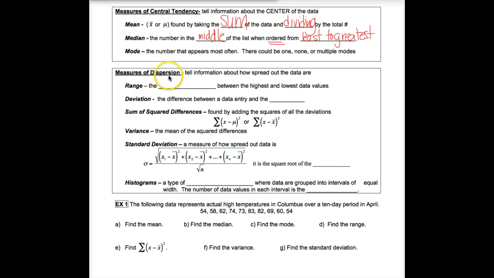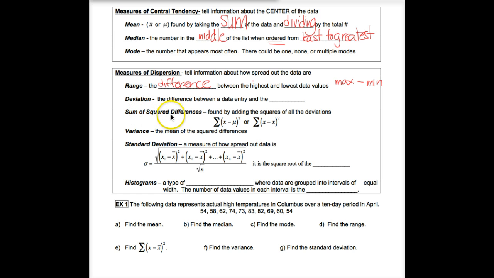Measures of dispersion. Some of this is review, some of this will be new, but this tells information about how spread out the data are. So the first measure of dispersion is the range, and most people know this. The range of the data, the spread of the data, is simply going to be the difference between the highest and the lowest data values. So you take the maximum value and you subtract the minimum value. That's going to give you your range.